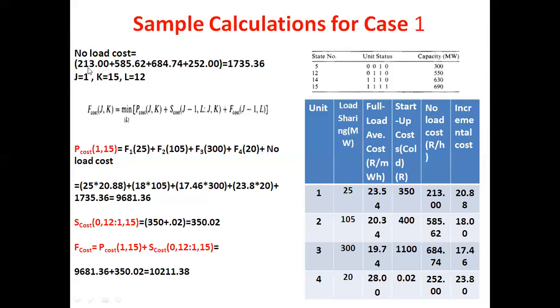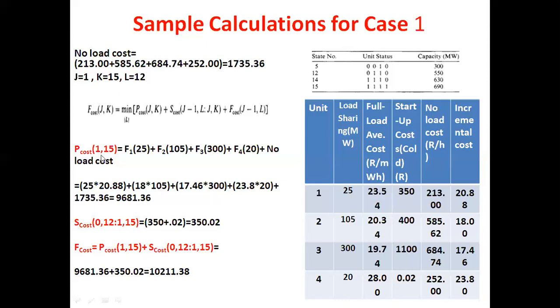So the no load cost is the summation of these 4 costs, units 1, 2, 3, 4. This is the summation of those 4 costs. We are given that the value of the no load cost at j equal to first hour, k equal to 15 and n equal to 12 is 1735.36. So we are taking this particular formula.